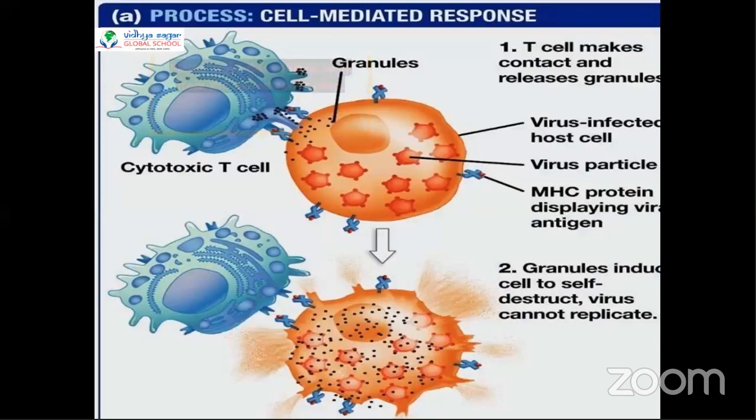Because of this recognition, the cytokines will release more granules, and at last it will destroy that particular cell itself. Granules induce the cell to self-destruct. Because of the destruction of the cell, the virus cannot replicate. Okay, so this is the mechanism of the cell-mediated response.